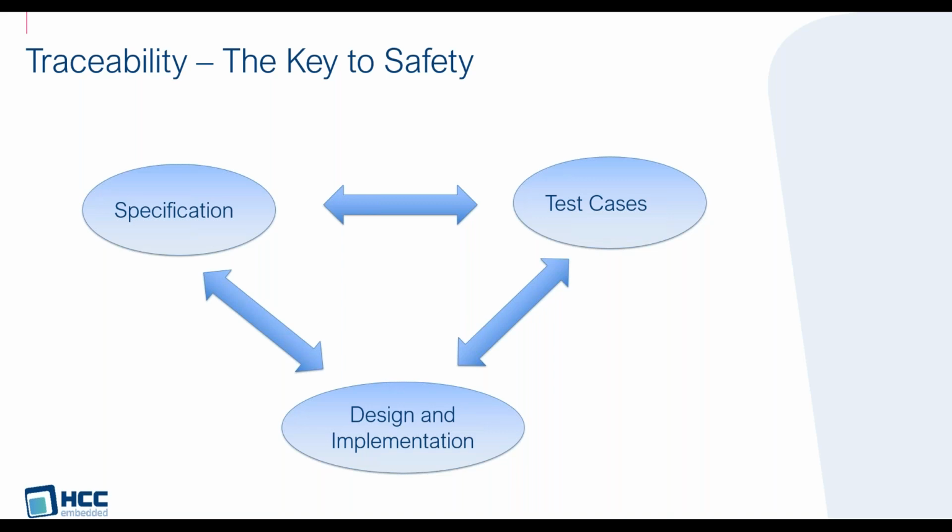All these need to be mapped back so that every part of the implementation has something that tests it and something that specifies it. Every test case has something that specifies it. It's satisfying some part of the specification. And every part of the specification is satisfied by some part of the test cases. And this is the essential part that allows you to maintain functional safety.